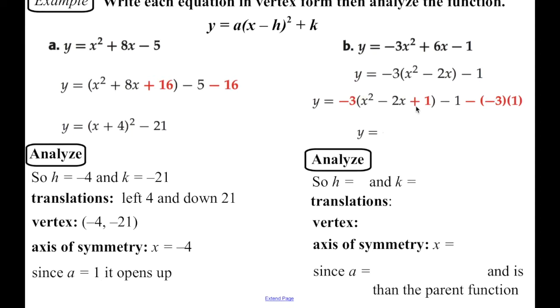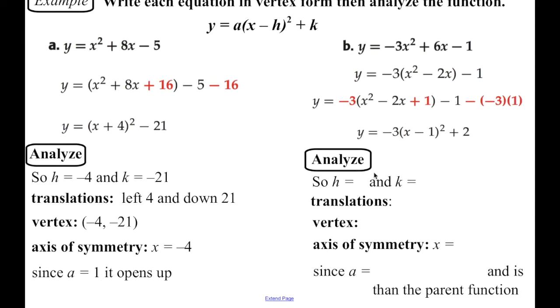So I want to add 3 out here. I would just write that as plus 3. That's a little confusing right there. I'm really subtracting 3 here, so I want to add 3 on the outside of the negative 1. So now I can write that as negative 3 times this perfect square, x minus 1 quantity squared. Negative 1 plus 3 is a positive 2, and now it's in vertex form.